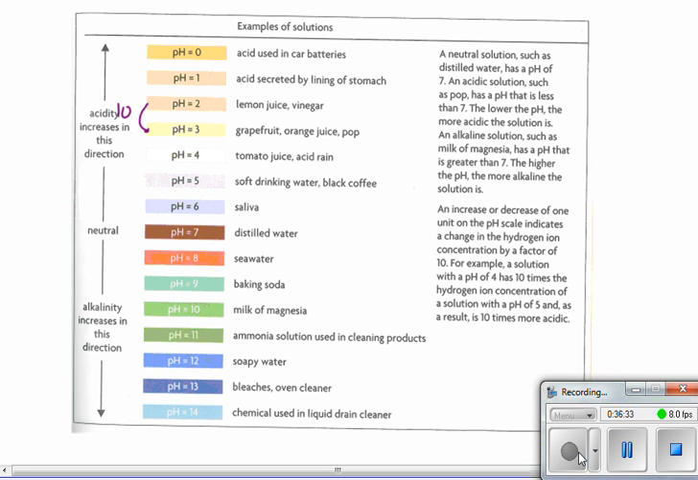Okay, you're going to need this table for your homework. I have handouts at the front if you need it, or you can refer to here. Okay?